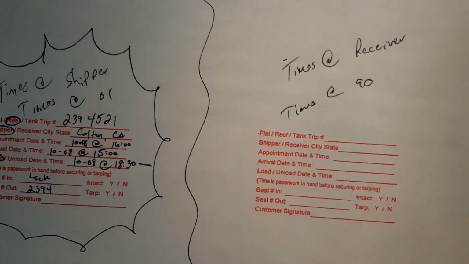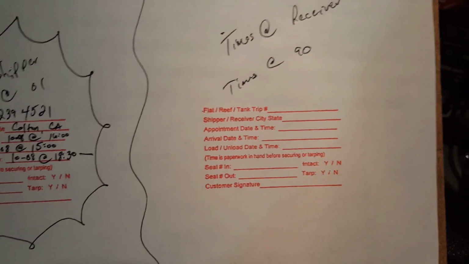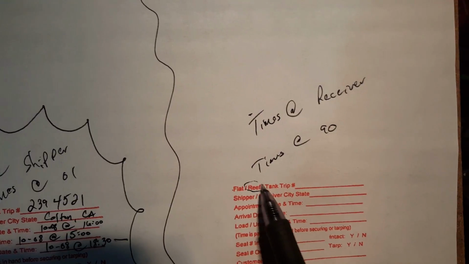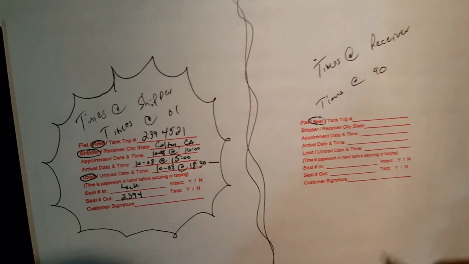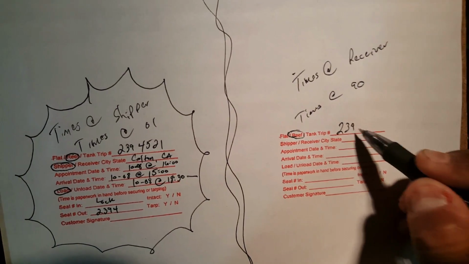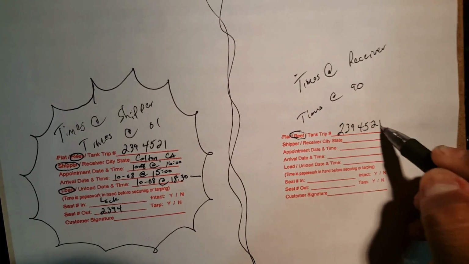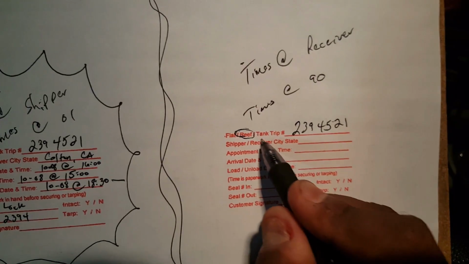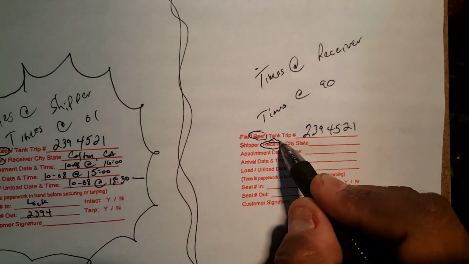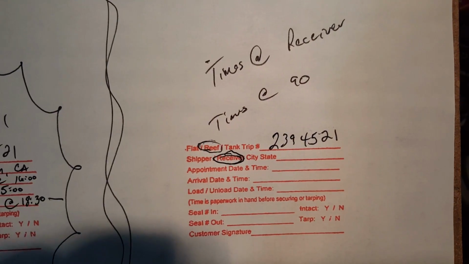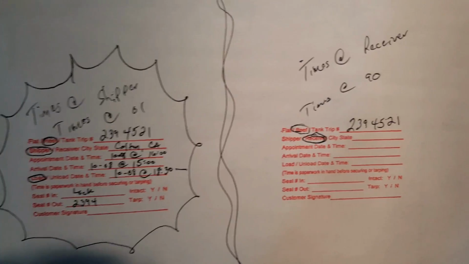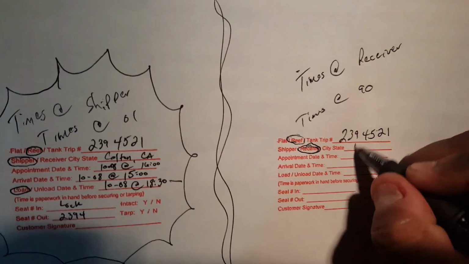All right. So in this case, we're going to say we're reefer. We're going to use the same trip number that we have for the shipper, because remember guys, these are the same bills except that this is the shipper and this is the receiver. So we're going to say 239-4521. And the next question is, are we at the shipper or receiver? We are at the receiver. Make sure you circle it. They'll know that you're at the receiver. The city and state, in this case, we're gonna say Tampa, Florida.